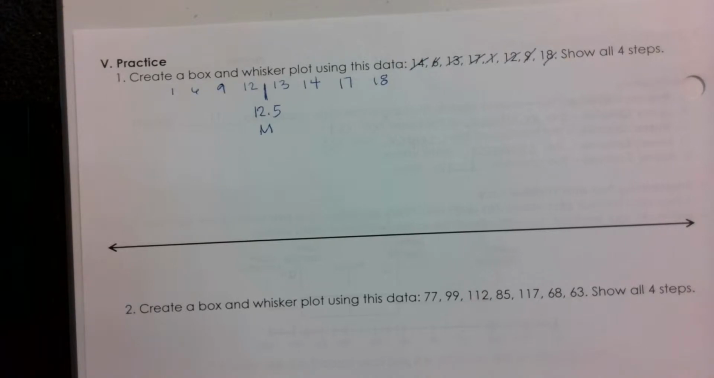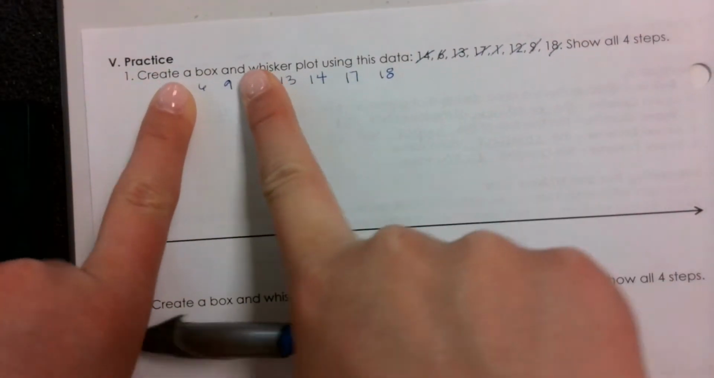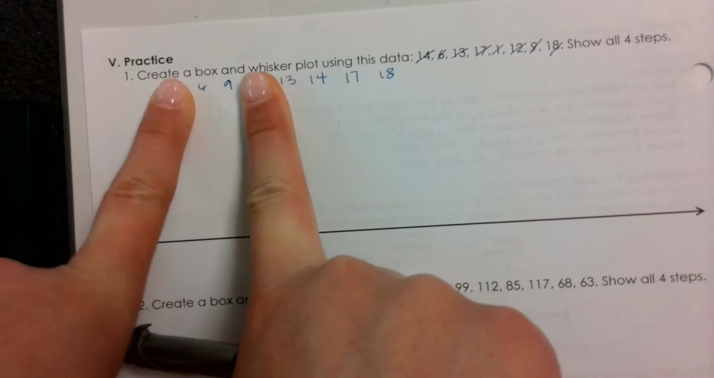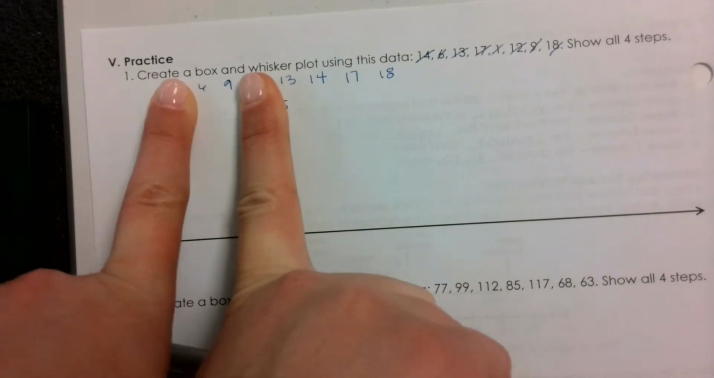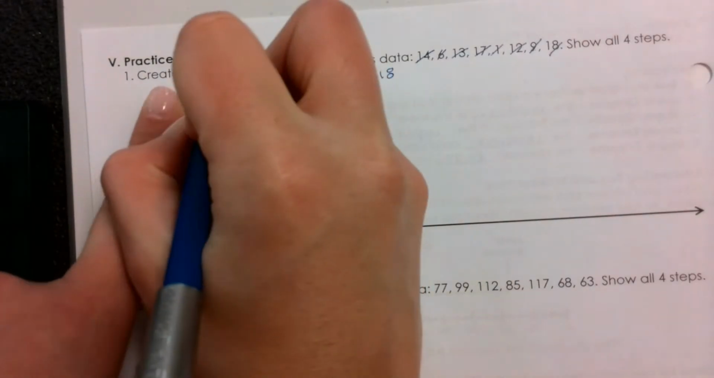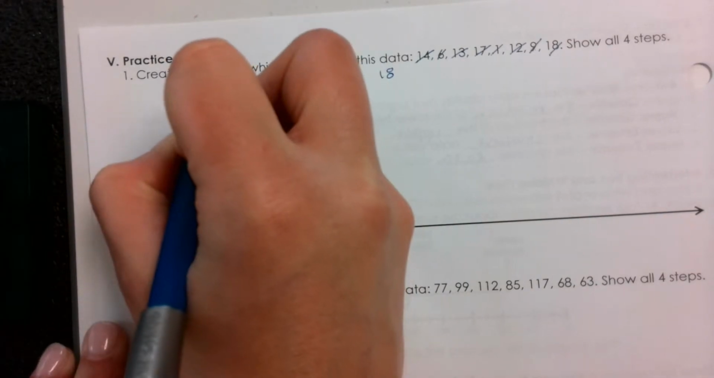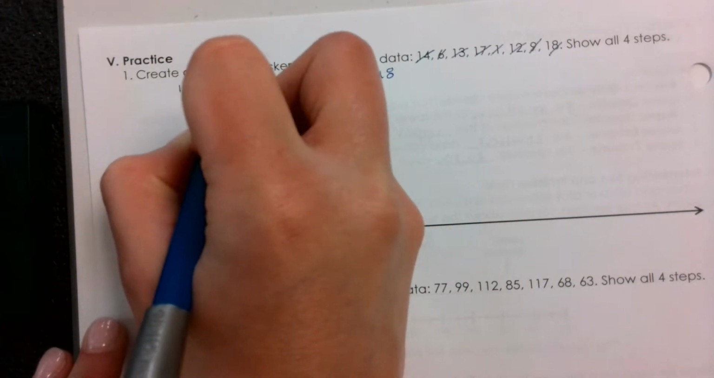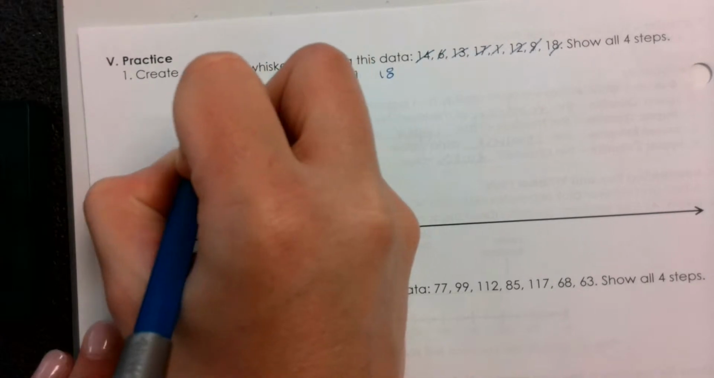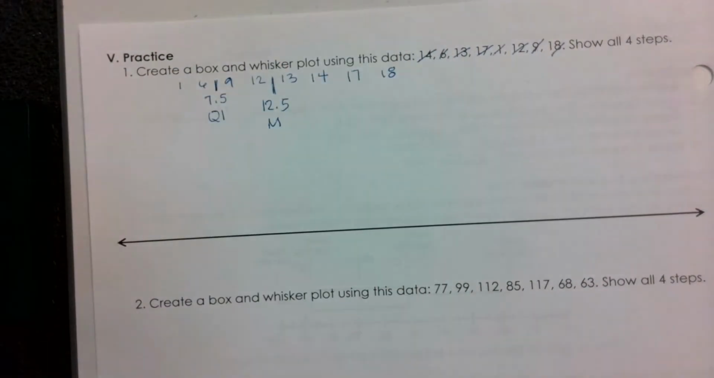Then we got to find Q1 and Q3. How do you do that? Mark them out again. So for Q1, the 1 and the 12 mark out, but we're looking between 6 and 9. So what is 6 plus 9? 15. And what's 15 divided by 2? 7.5. Is that okay?